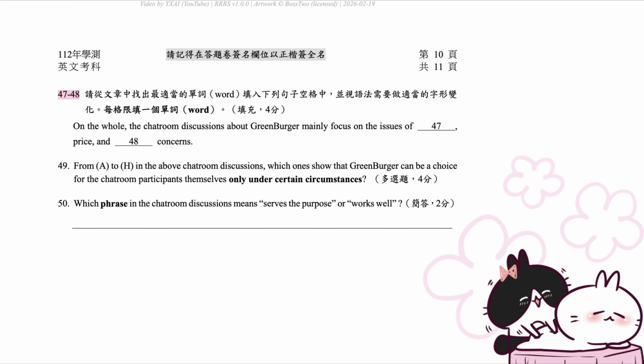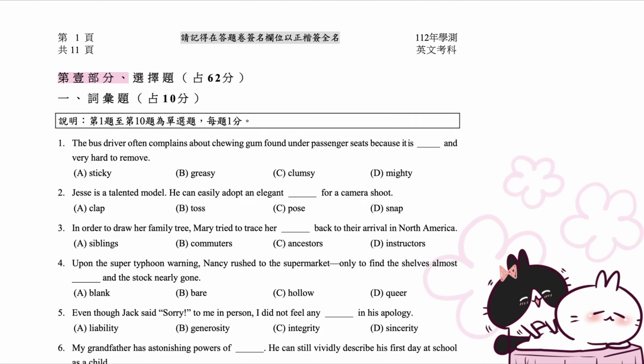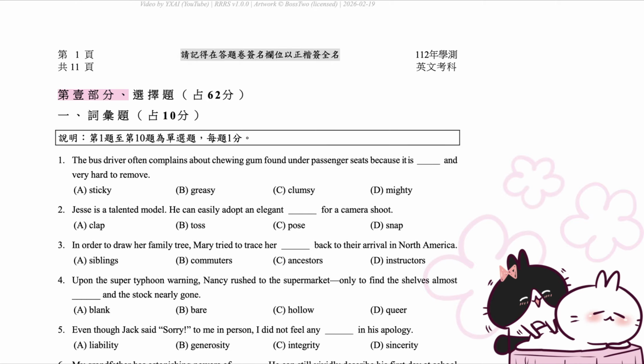47 to 48. Choose the most appropriate word from the passage to fill in each blank, and change the word form as needed to fit the grammar. Write only one word in each blank. Fill in the blank, 4 points. On the whole, the chatroom discussions about Green Burger mainly focus on the issues of taste, price, and health concerns. Part 1. Multiple choice questions. 62 points.